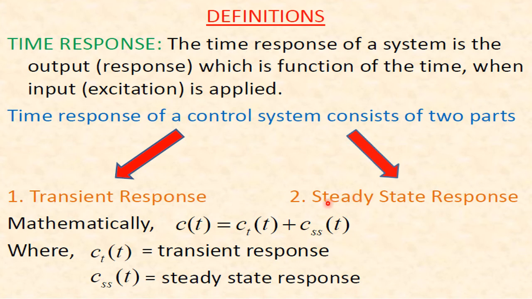If I want to define it mathematically, the total time response, that is C of t, is equal to C_t of t, where this small t indicates the transient response, plus C_ss of t, and the C_ss of t indicates the steady state response of the system.